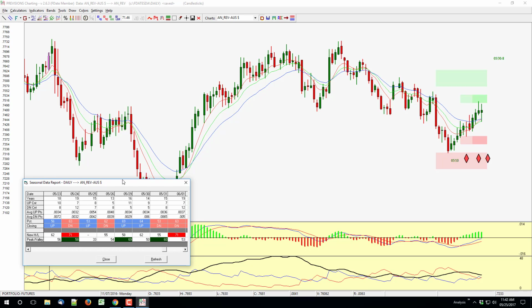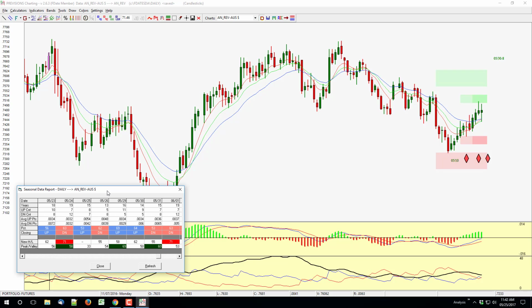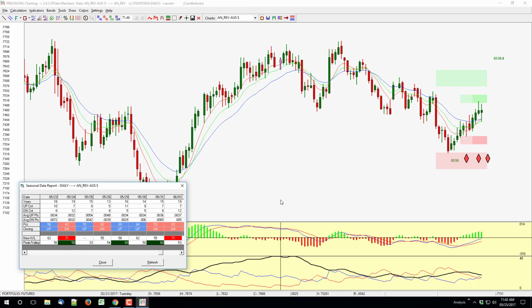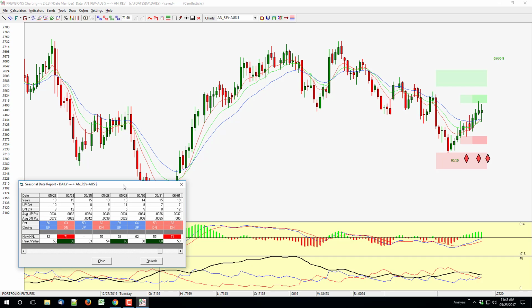The seasonal data report by itself is worth a lot. I was once contacted by a software dealer, I guess. They had a seasonal trading program. They offered it for $1,500, I believe the price was. And it was based on seasonal information.